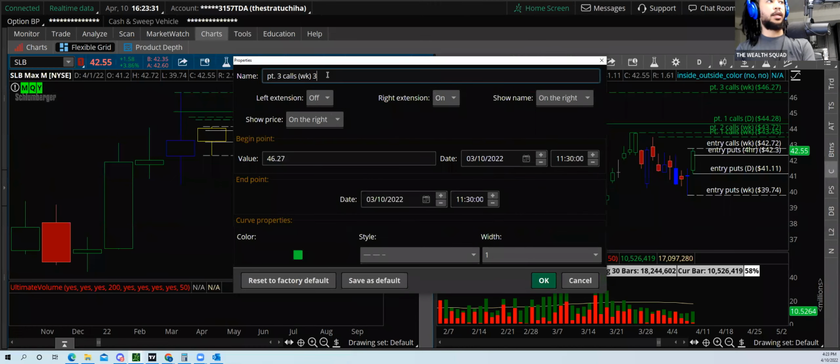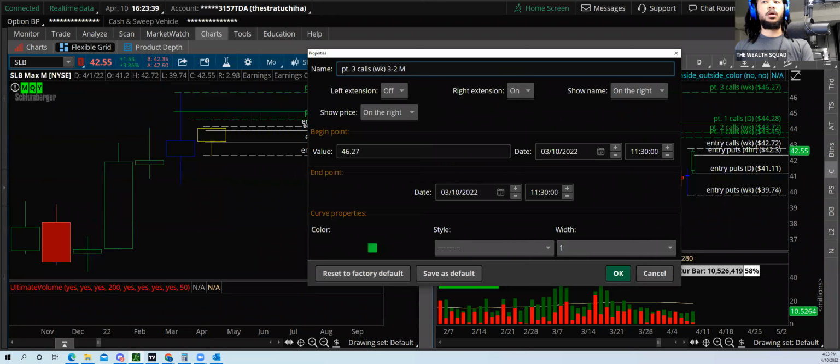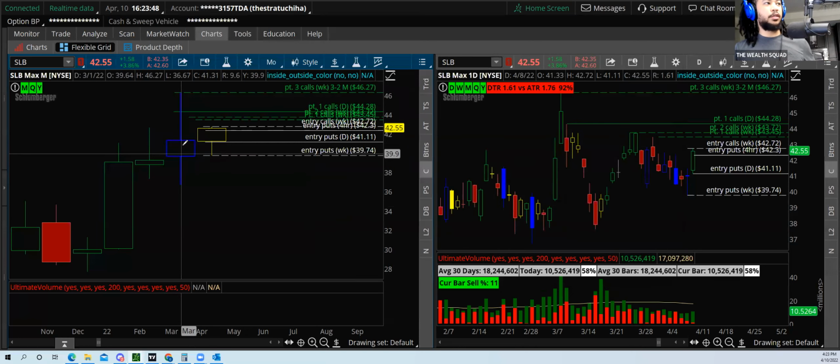This would be a 3-2 month if we break above it. So 3-2M, that's how I call it instead of writing out month. Yeah, this is Thinkorswim, the TD Ameritrade Thinkorswim application. All right, so 3-2 month, because this candle right here is a 3. My 3 candles are blue.